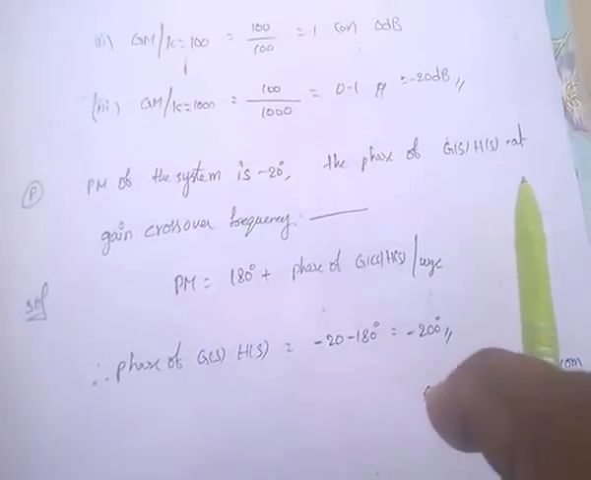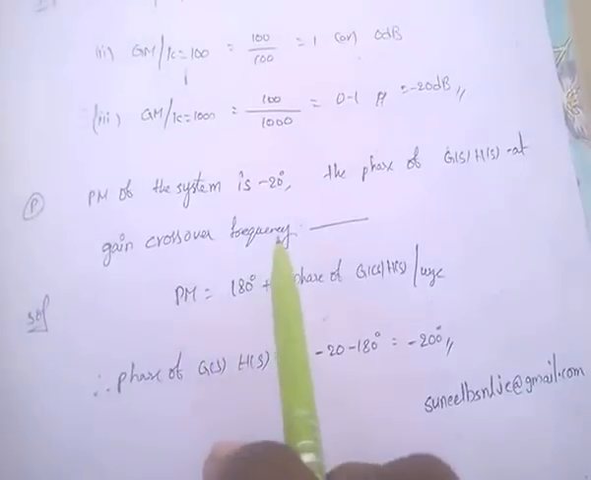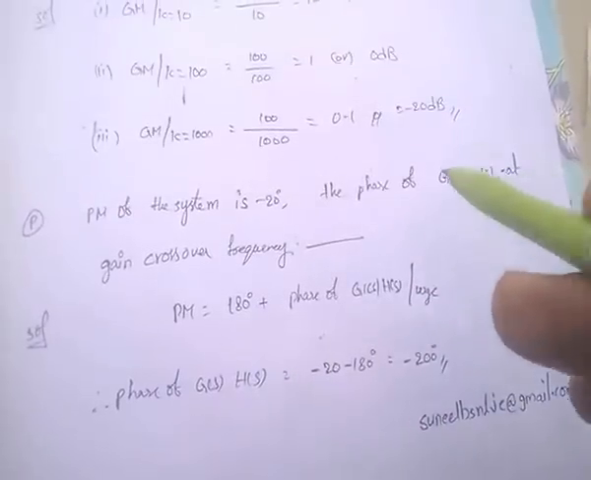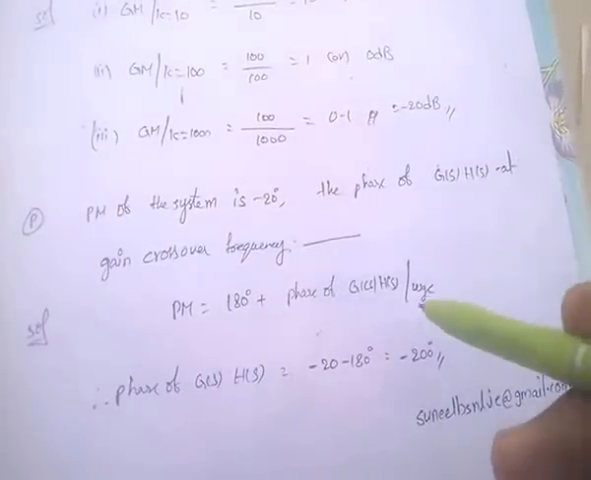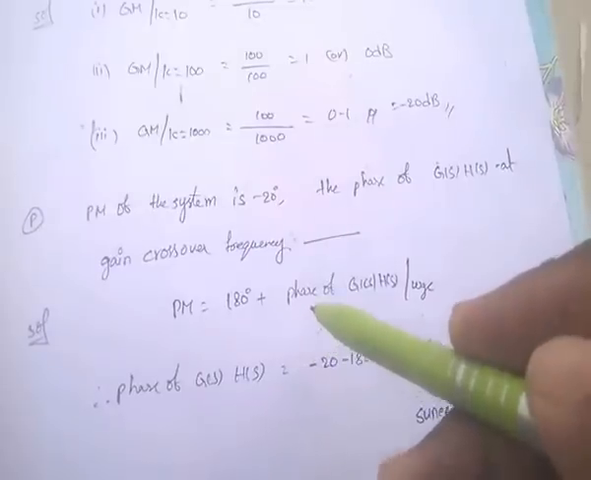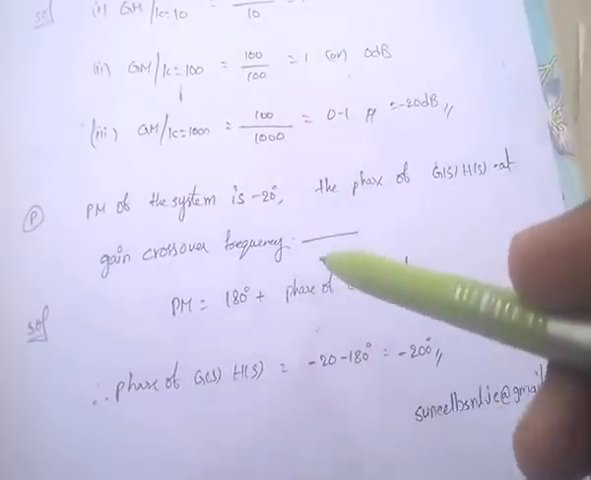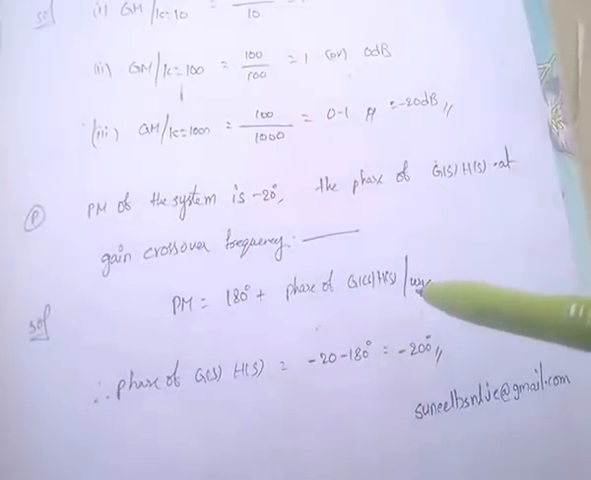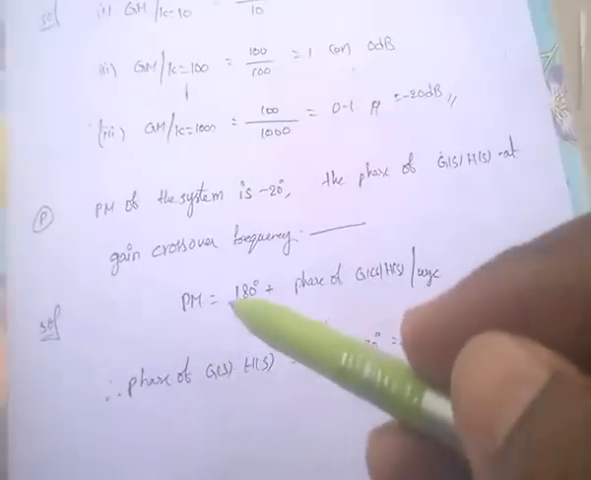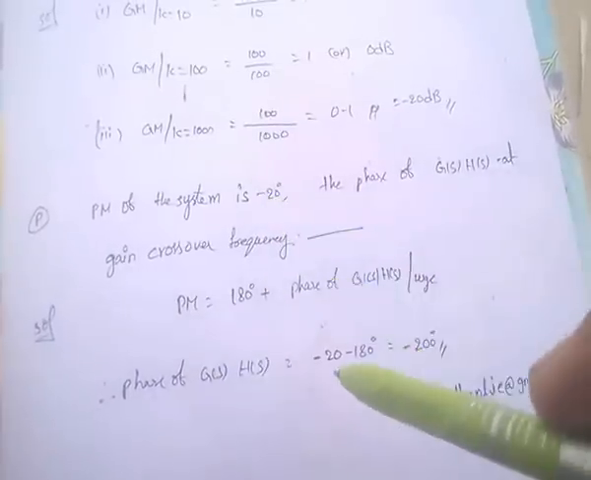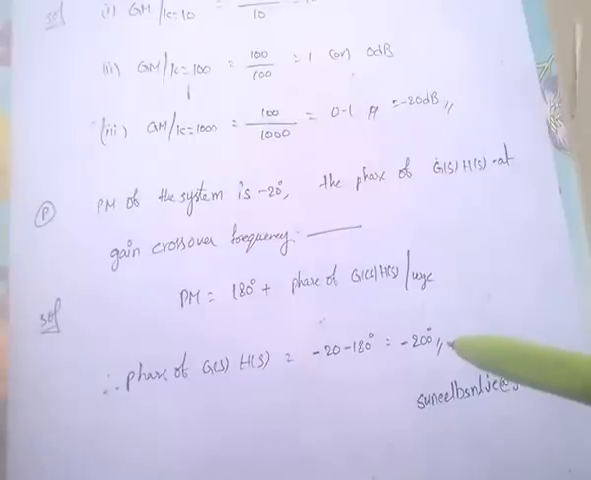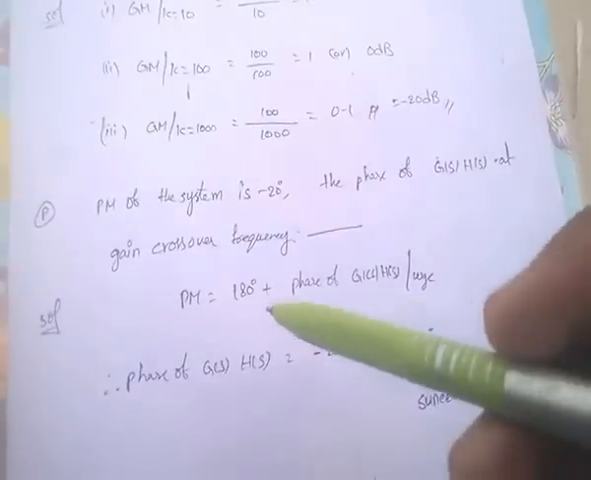And next question: the phase margin of the system is minus 20. Find the phase of G(s)H(s) at the gain crossover frequency. Phase margin equals 180 degrees plus the phase angle of G(s)H(s) at omega gc. So the phase angle equals phase margin minus 180. What is the phase margin? Minus 20 minus 180, that equals minus 200 degrees.